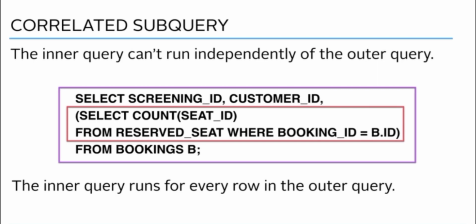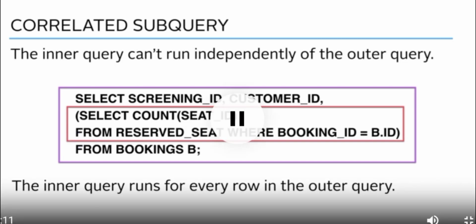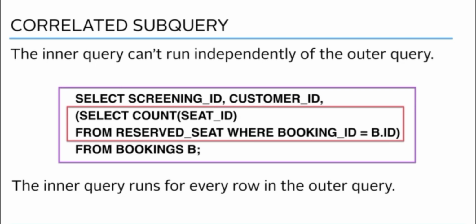And in correlated subqueries, the inner query runs for every row in the outer query. The outer query here is going to select screening_id and customer_id from the bookings table. So it's going to return a lot of rows, a row for each screening_id and customer_id in the bookings table. And then the inner query is going to run for every single row that the outer query returns. So in a correlated subquery, the inner query runs multiple times.